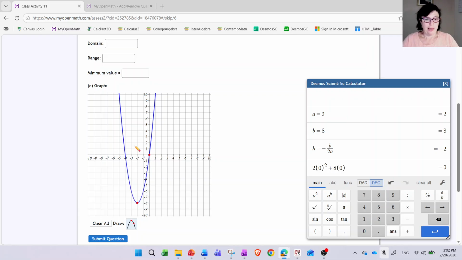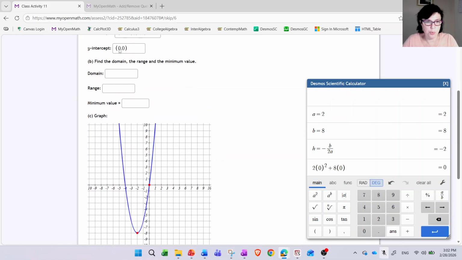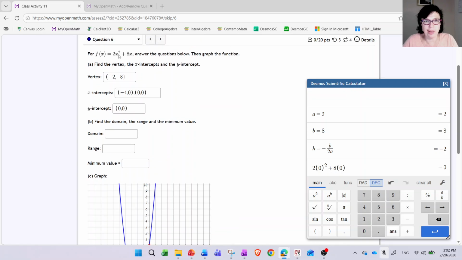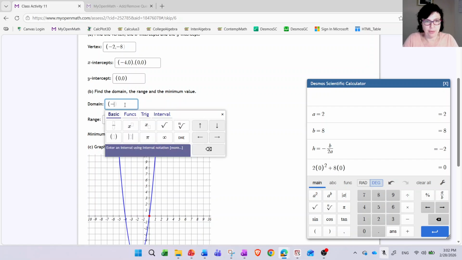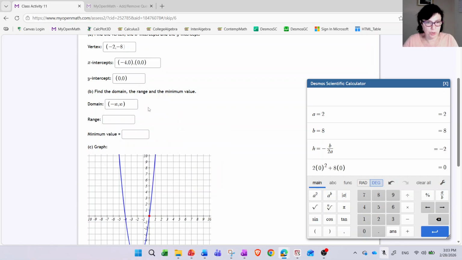All right. Now let's quickly answer the questions about the domain. Now, the domain is all real numbers because the parabola has no problems. You can always put any x you want in there and it'll always spit out an answer. There will not be any problems with undefined or whatever. So this is going to be negative infinity to infinity.